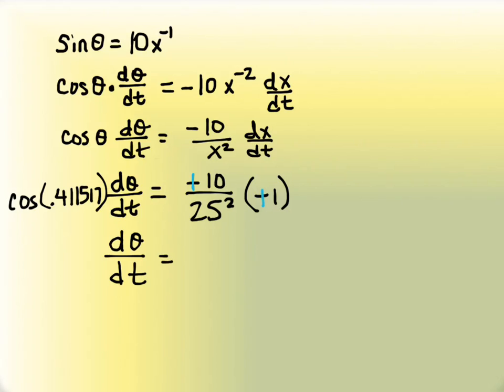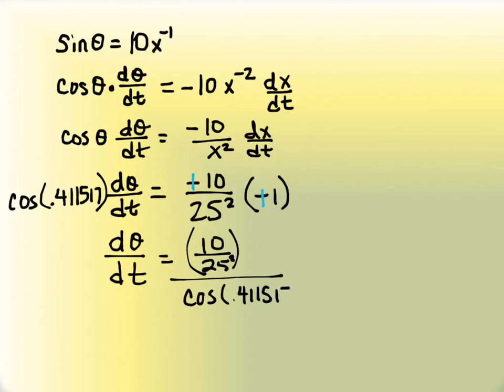Take the inverse cosine. Not inverse cosine. We use inverse cosine when we're trying to find an angle measure, but we have the angle measure here. So we don't need inverse cosine. We just need the normal cosine of the angle, and then divide by that quantity. Right. So whatever you're getting for 10 divided by 25 squared, you're going to divide by the quantity of cosine of 0.411517. That's what that will end up working out to be.